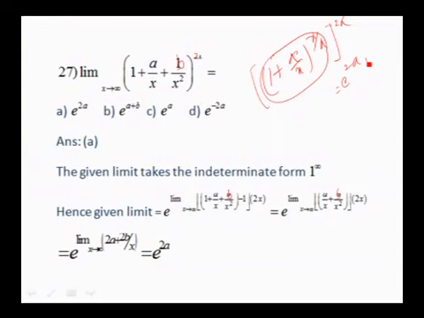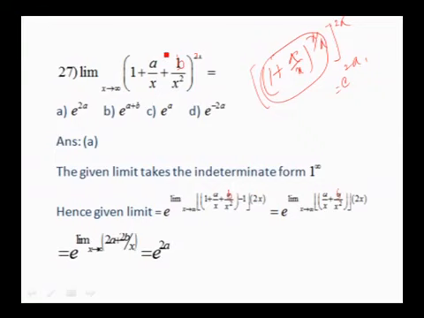The other way: as it is, if you allow x to tend to infinity, it becomes a 1 to the power of infinity form. So I can apply that formula. I told that formula earlier: if the limit of f(x) as x tends to infinity is 1 and the limit of g(x) as x tends to infinity is infinity, then I can write this 1 to the power of infinity as e to the power of the limit as x tends to infinity of f(x) into g(x).